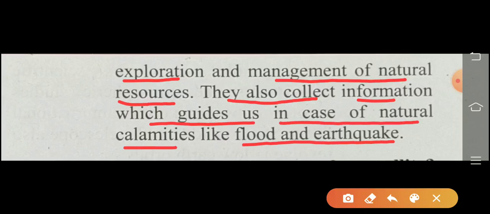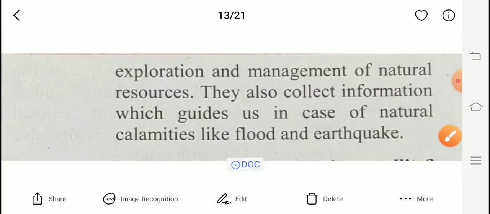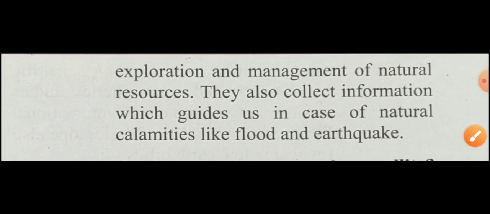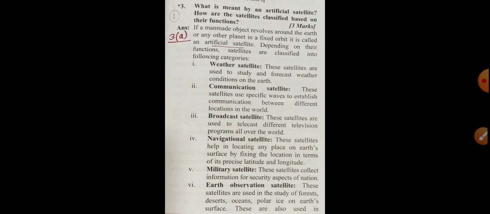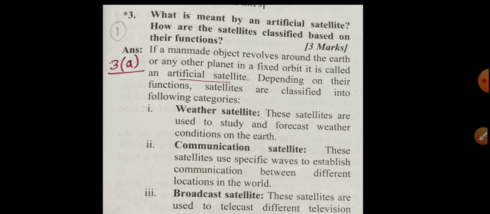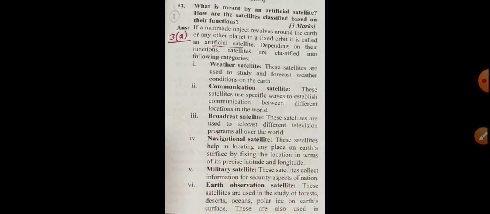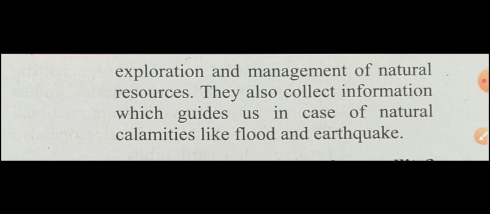So you are aware about this. We are getting information with the help of this satellite about natural calamities like floods and earthquakes. So these are the artificial satellites, and there are 6 artificial satellites given with their uses. So you do the study properly, write this question with the answer in your notebook.